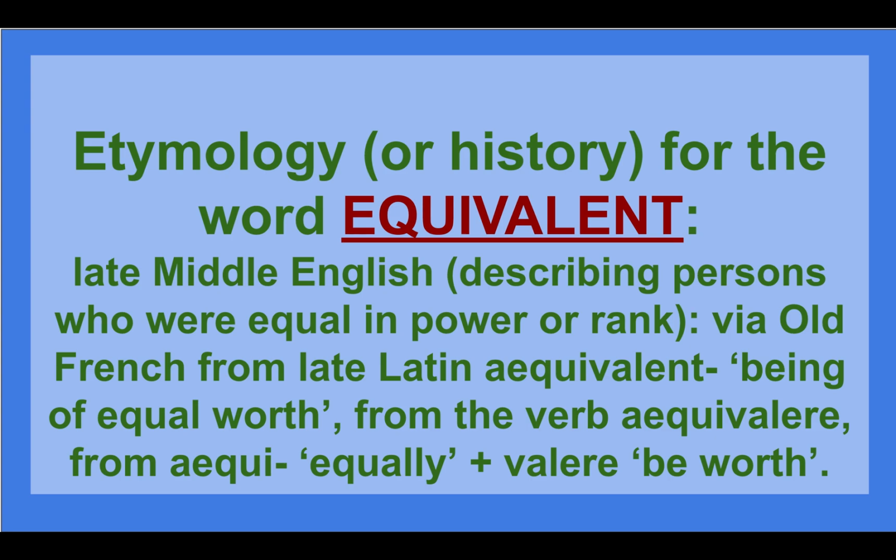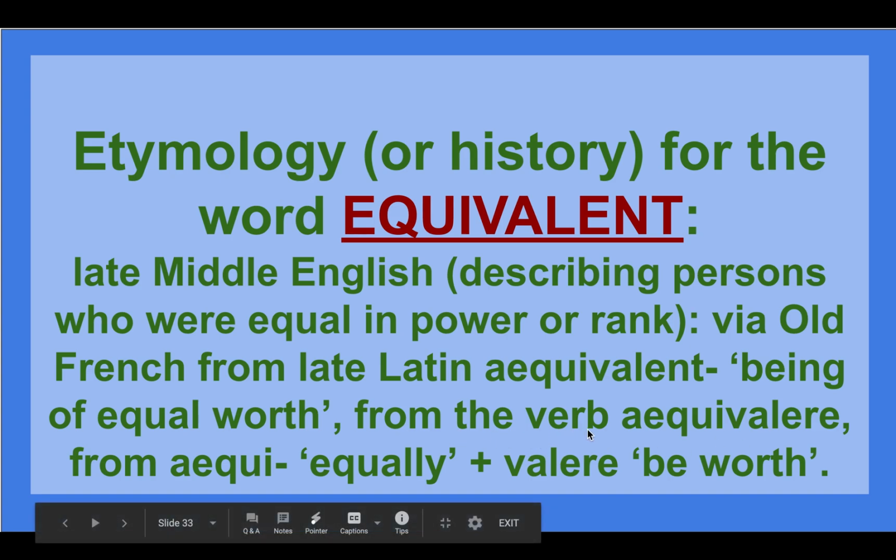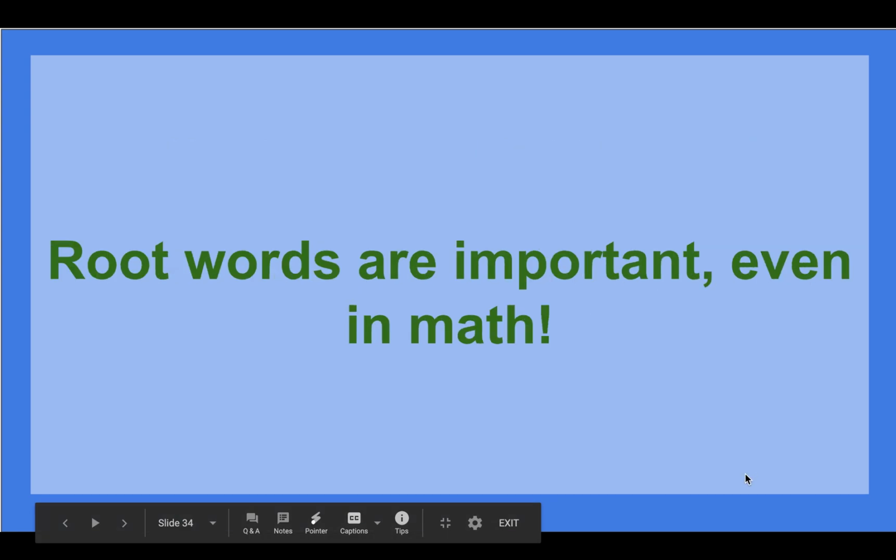An etymology or history for the word equivalent: it's from late Middle English, describing persons who were equal in power or rank, via Old French, from late Latin equivalent, being of equal worth, from the verb equivalere, from equi, meaning equally, and valere, meaning be worth. So root words are important even in math.